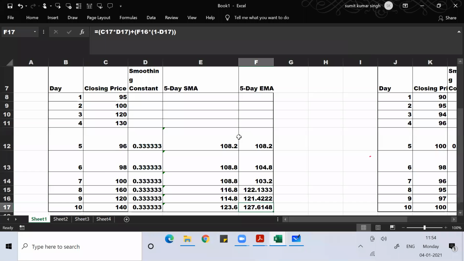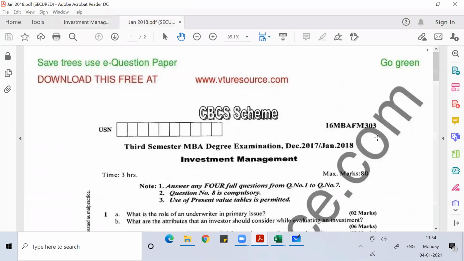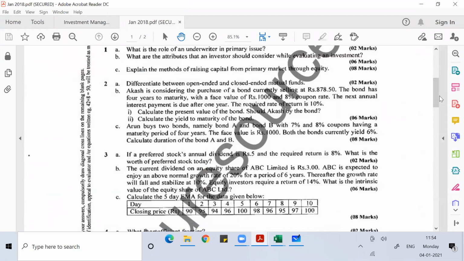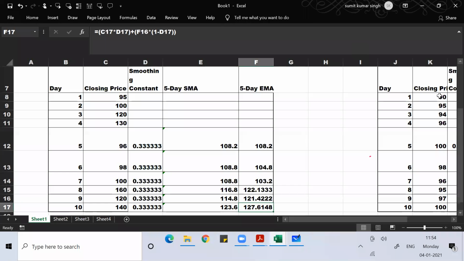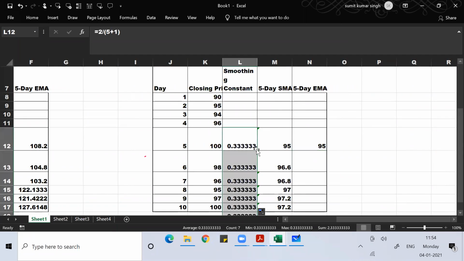So I hope you understood this. Now, similarly, we'll do the problem which came in January 2018. Question number three, C. Again, a similar kind of problem. Again, you have to find the 5-day exponential moving average calculation only. So the logic remains the same.